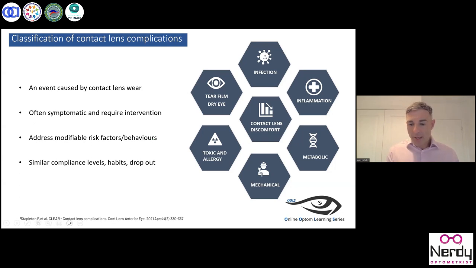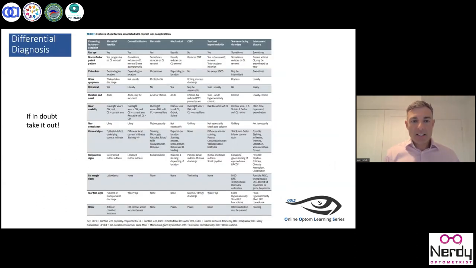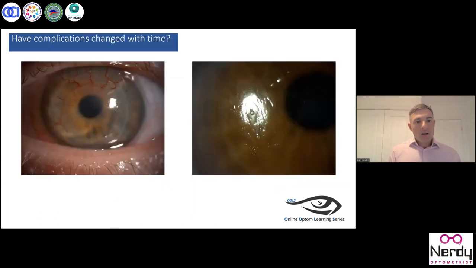So again, those papers go into more detail on those different complications. And this was a nice table that I think you may benefit from, which compares some of those different complications side by side and the likely signs and symptoms of each. But if in doubt, if you think it's contact lens related, take it out and that should change. Like I said, active infection or non-contact lens related causes essentially will continue to get worse even when the lens is out.